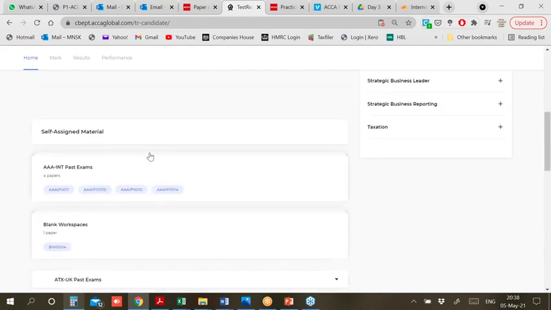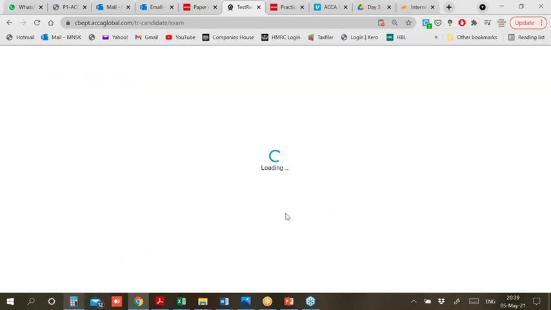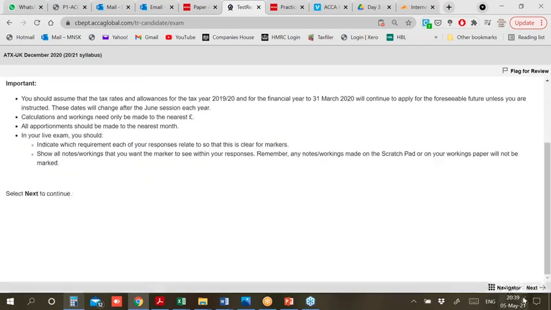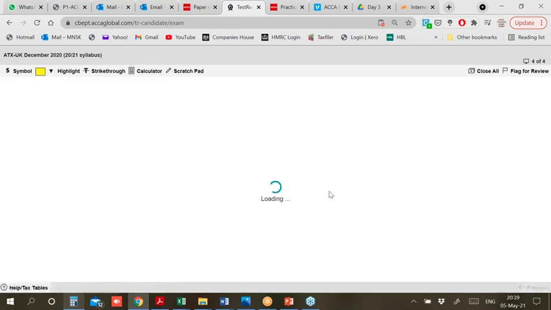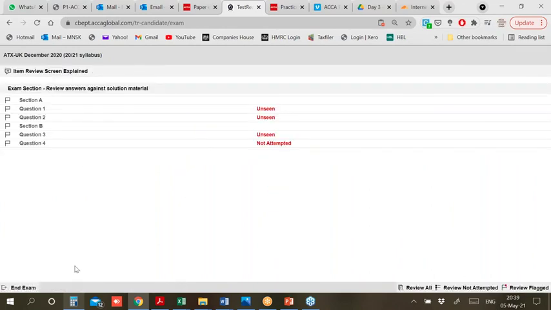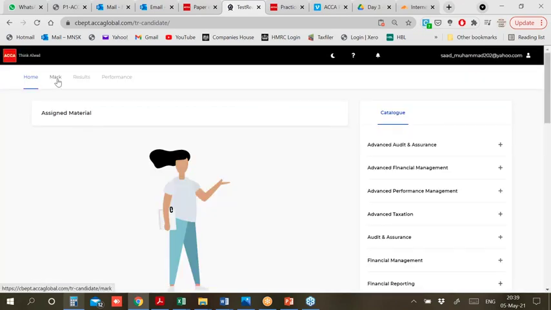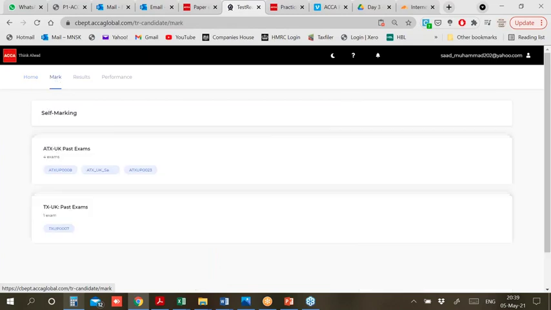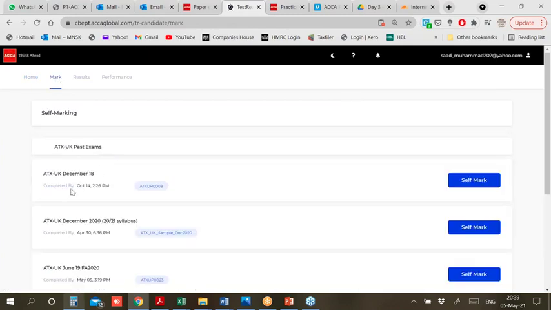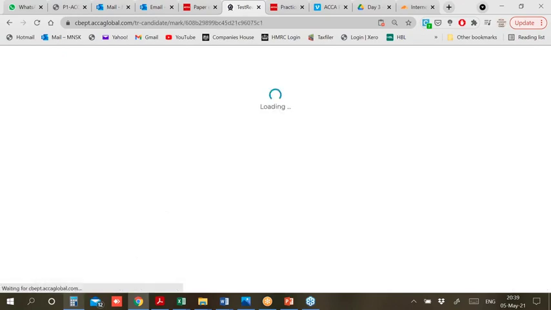You have seen that there are papers here. For example, this is the December 2020 exam. If I click on resume, I navigate to the last question. I then press next. And on this tab where it tells me to review my questions, I'll end the exam. After ending the exam, it will transfer to the mark section. So I'll click on mark. Here in ATX UK exam, I can find that December 2020 exam is there for self mark. I click on that.